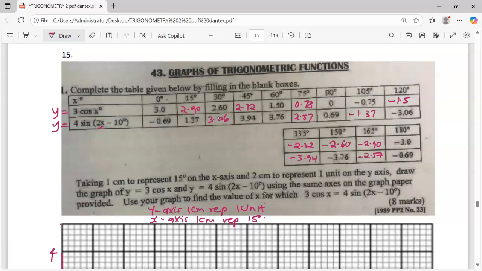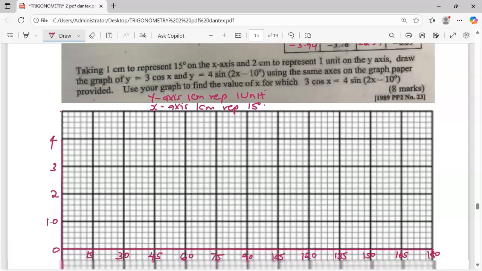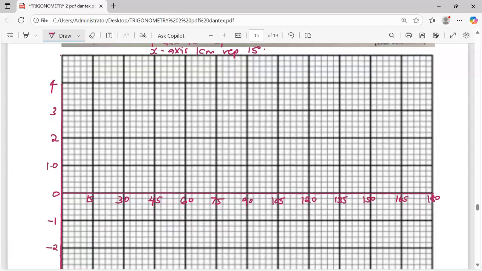Once we have completed the table, we now move to the graph and plot the given curves, taking 1 centimeter to represent 15 degrees on the x-axis and 2 centimeters to represent 1 unit on the y-axis. In this case, I'm going to disobey this so that I use 1 centimeter to represent 1 unit on the y-axis, so that I will be able to present it on the graph that I have. So we go straight away and start plotting.